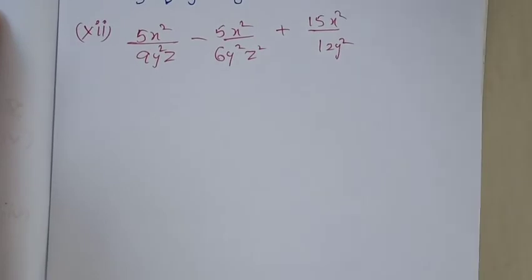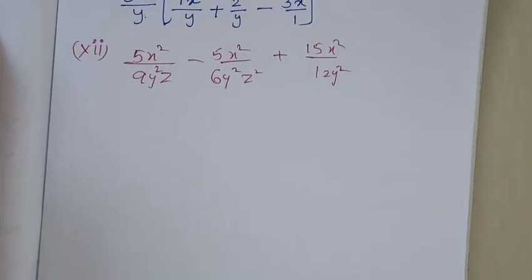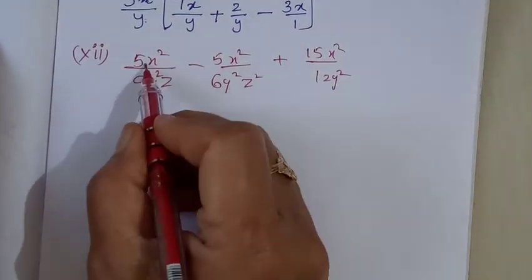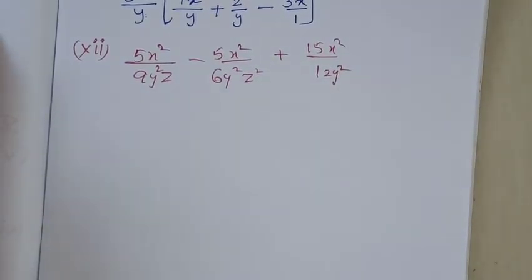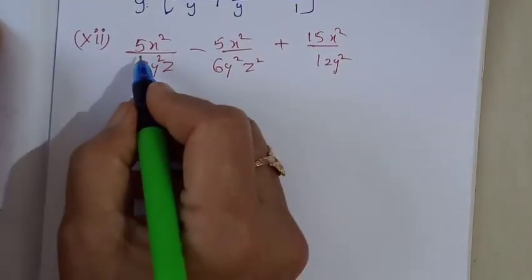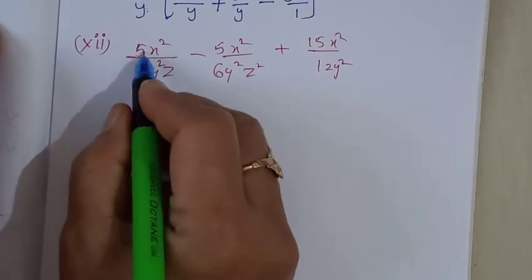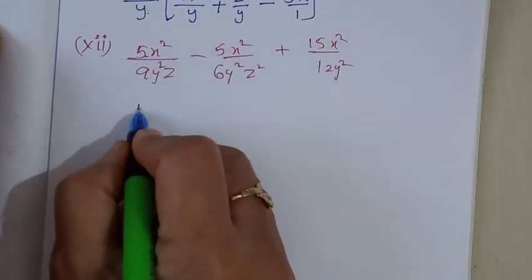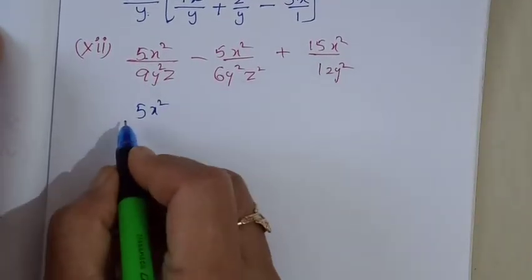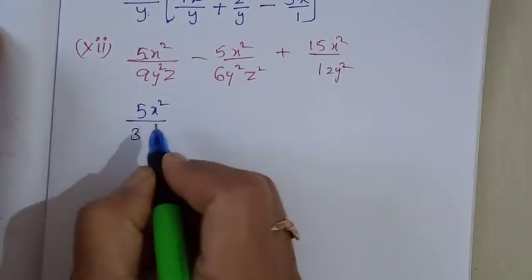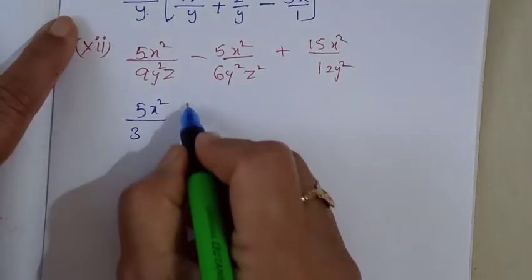Okay, yes. Now here 5 multiples are there, 3 multiples are there. So first let us go with the 5x square. 5x square is in everywhere. 5x square is common and multiples of 3. So 3 we will take first.